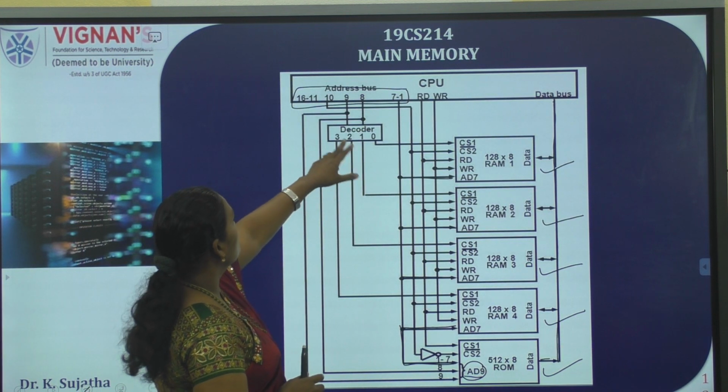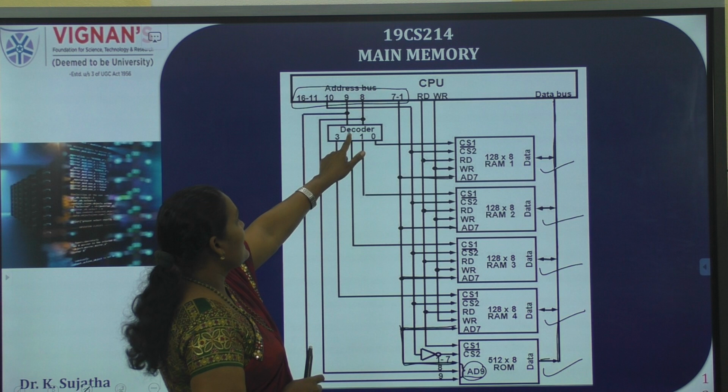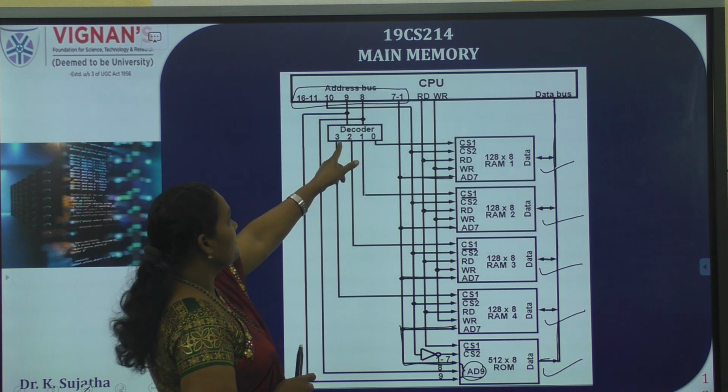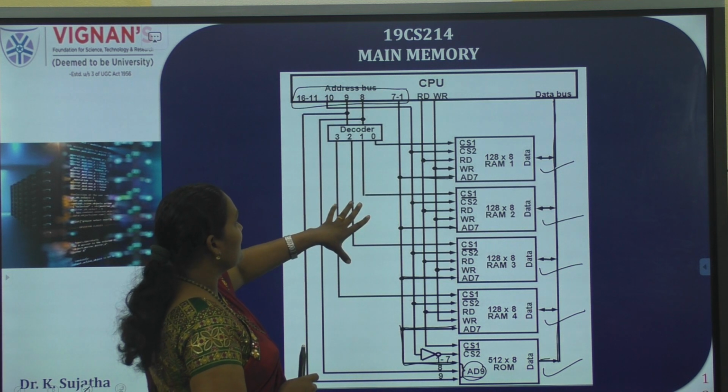Now coming to the decoder, here we are using a 2x4 decoder. As the input we are passing the 8th and 9th bits to the decoder. It decodes these values into 4 values.